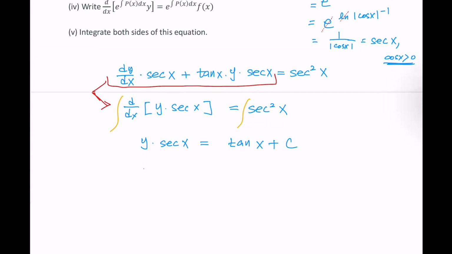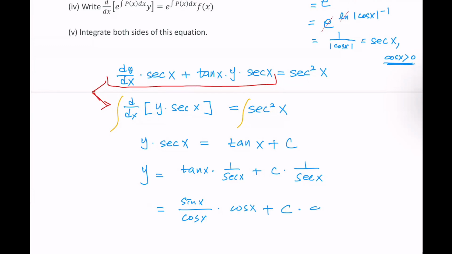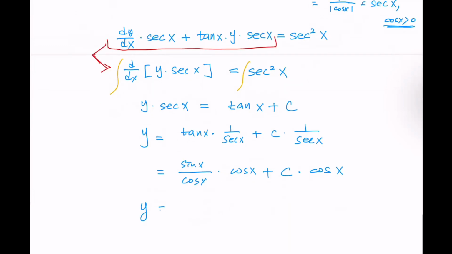then you need to isolate y. y equals tangent x times 1 over secant x plus c times 1 over secant x. Make it a little bit nicer. Tangent is sine over cosine. Secant is 1 over cosine. So 1 over secant is cosine: plus c cosine. So your final answer is going to be sine x plus c times cosine x. And don't forget, cosine x has to be greater than 0.